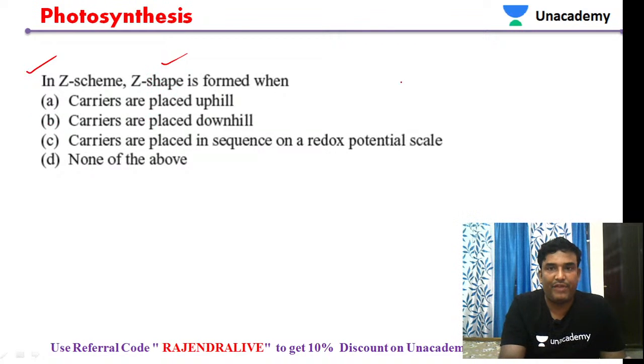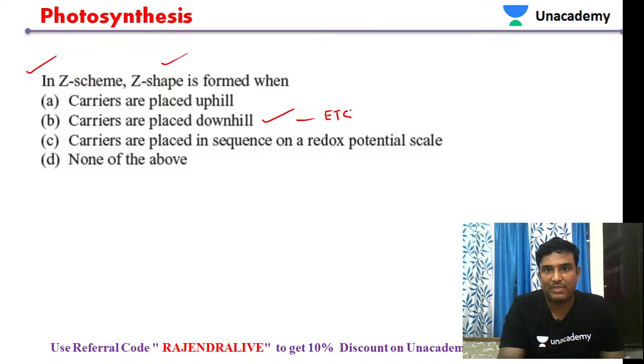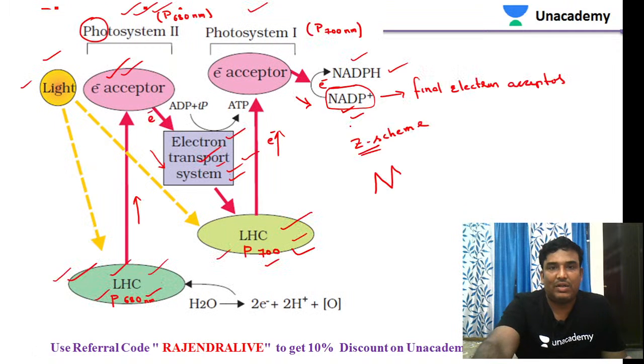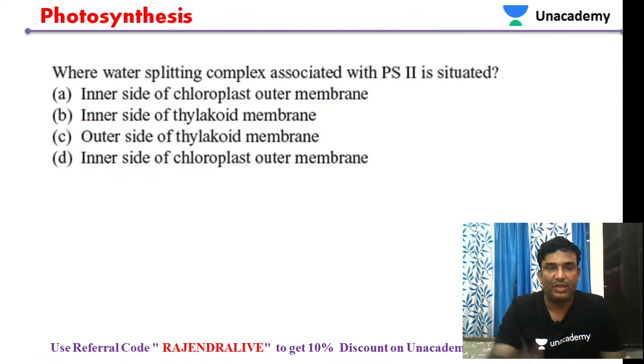Where do we find carriers? Carriers are present in the ETS, the electron transport chain. So when electrons are moving in this direction, in a downhill process, we can see the jet shape. So carriers are placed in the downhill.